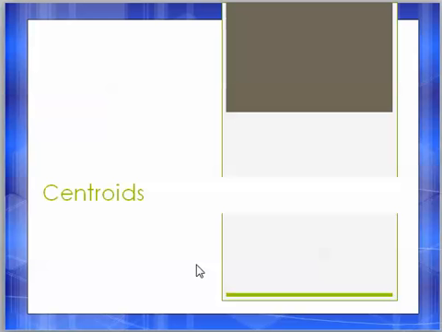Welcome to POE. Today we're going to be talking about centroids. Centroids are a way that we deal with basically finding the middle.